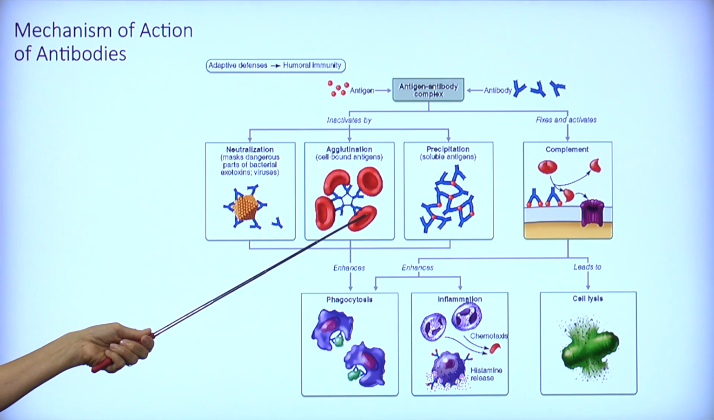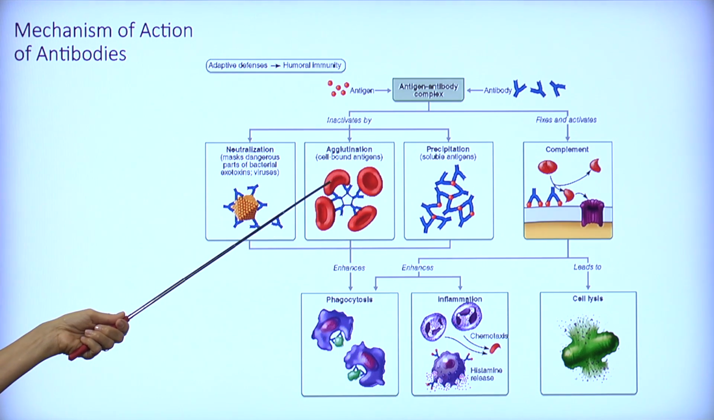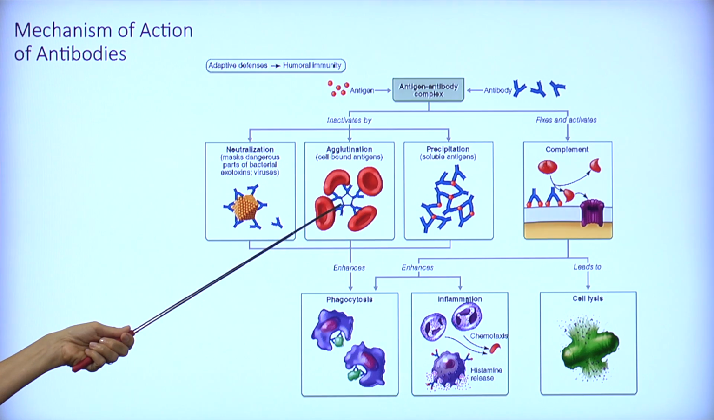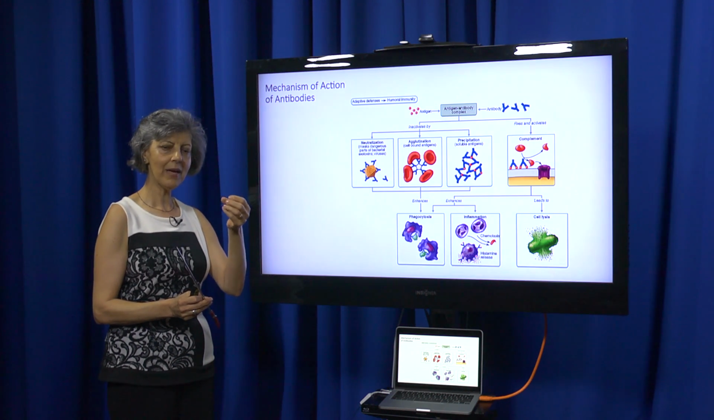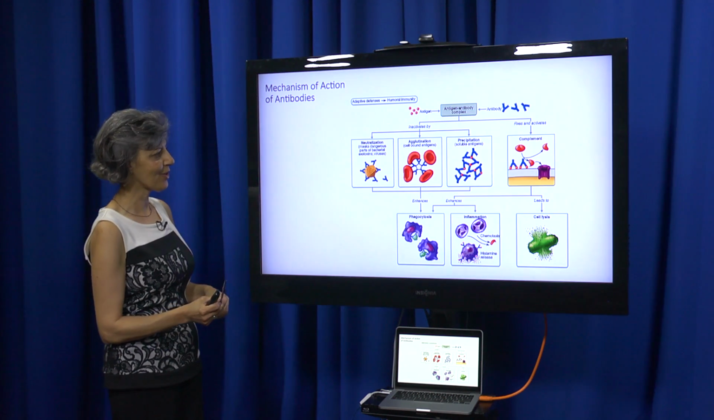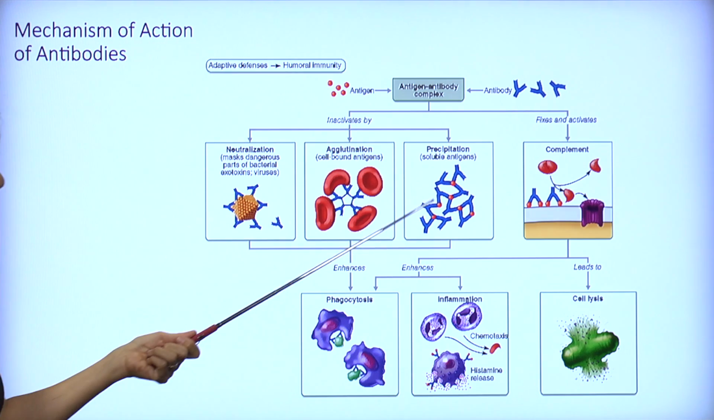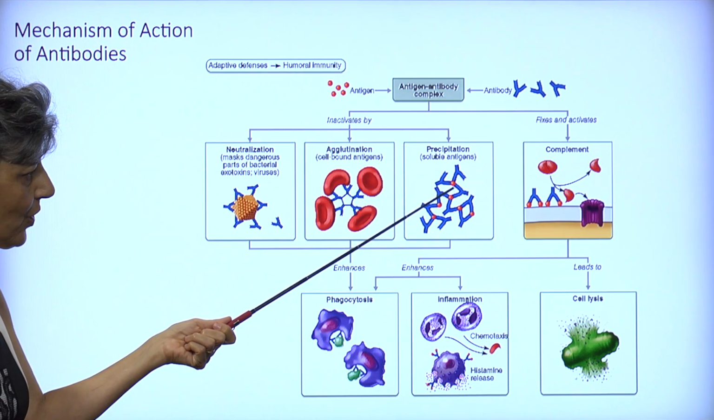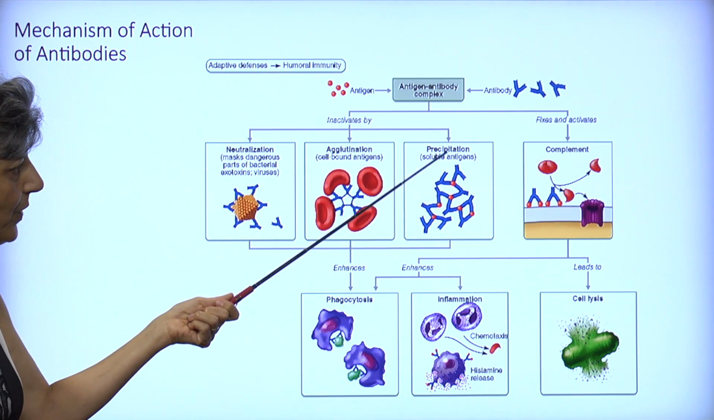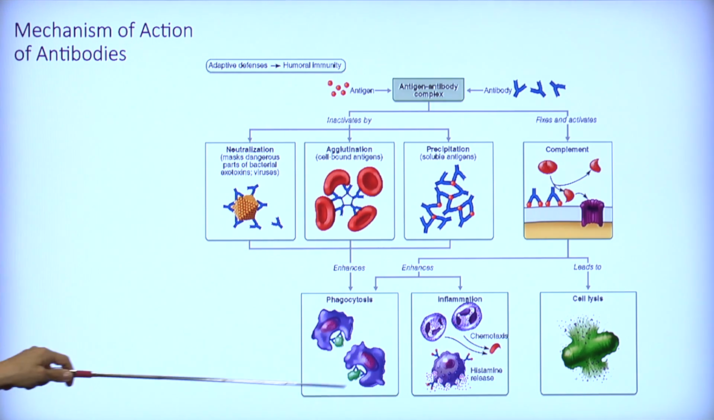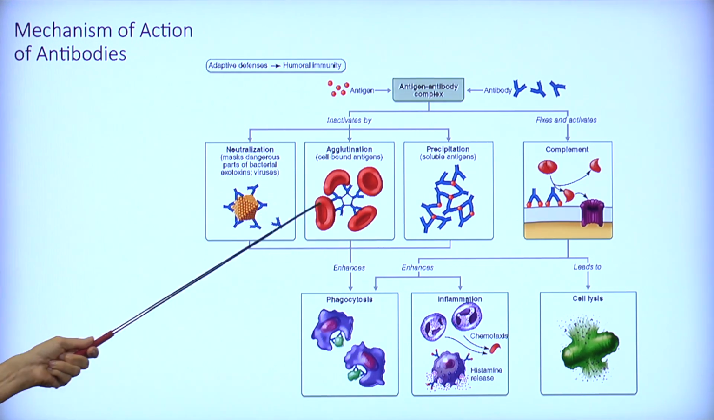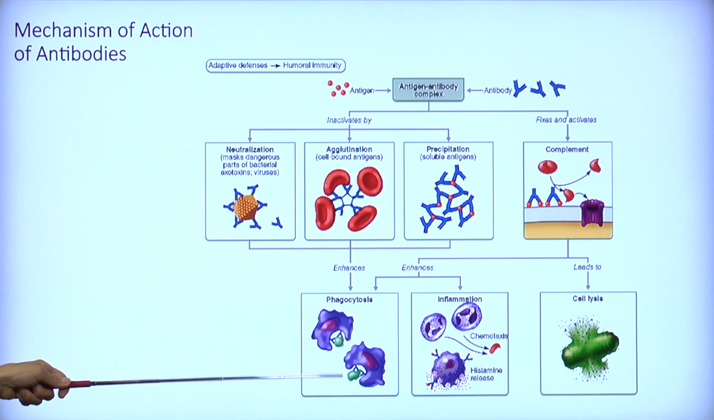If they are able to attach several of the antigens at one time, so all of these are antibodies, that's a big one, they will form one big clump, and we call this agglutination. If they're attaching to a smaller particle, we call this precipitation. All of this will lead to more phagocytosis. So all of these are going to be picked up by the phagocytic cells and destroyed.